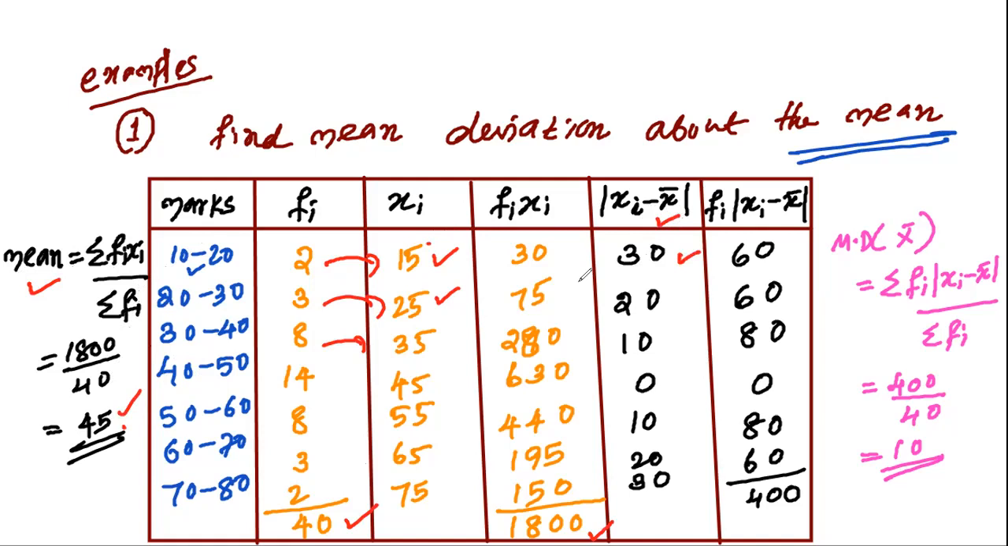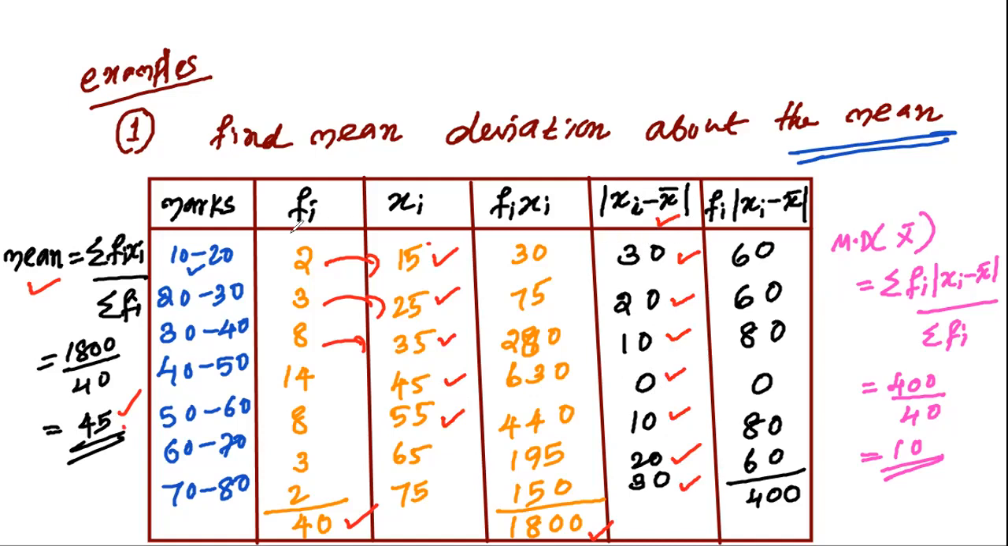And again, 25 minus 45, that is minus 20. Its modulus is 20. Then 35 minus 45, modulus is 10. 45 minus 45 is 0. 55 minus mean 45 is 10. 65 minus 45 is 20. 75 minus 45 is 30. Like that, we have to draw the table of modulus of xi minus x bar.